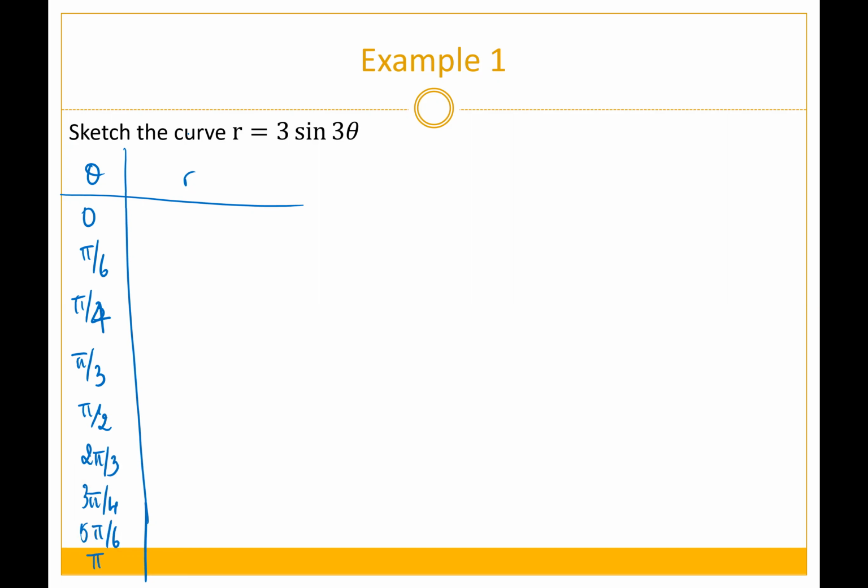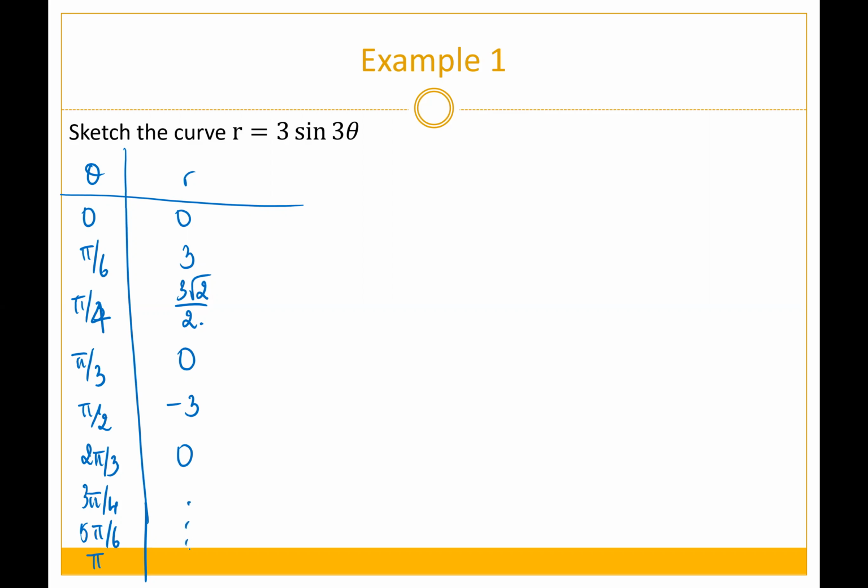And so let's start with r. You have 0, then 3 sine of pi over 2, which is going to be 3, then sine of 3 pi over 4, which is 3 square root of 2 over 2. This one is 0, then negative 3, then 0 again, and you can guess the rest.